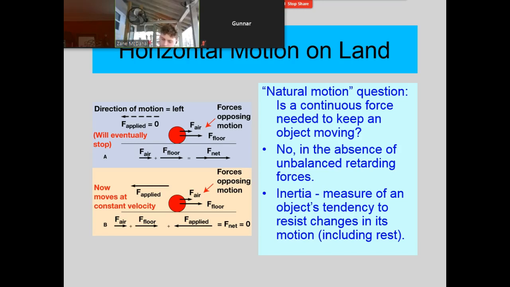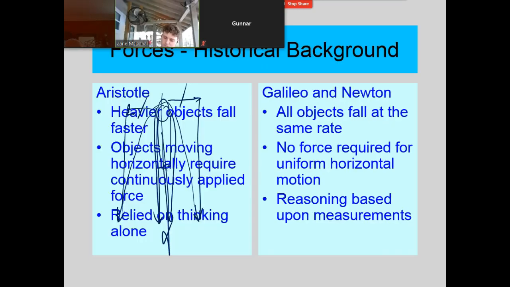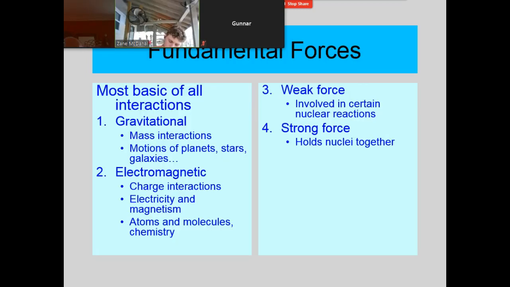Now, why do we say constant velocity? Well, remember back what our definition of force was? Oops, there it was. A push or a pull capable of changing an object's state of motion. Okay? So a force is required for something to change its state of motion. That's either to speed up, to slow down, or to change its direction. Any one of those is a change of motion. A force is necessary for that.